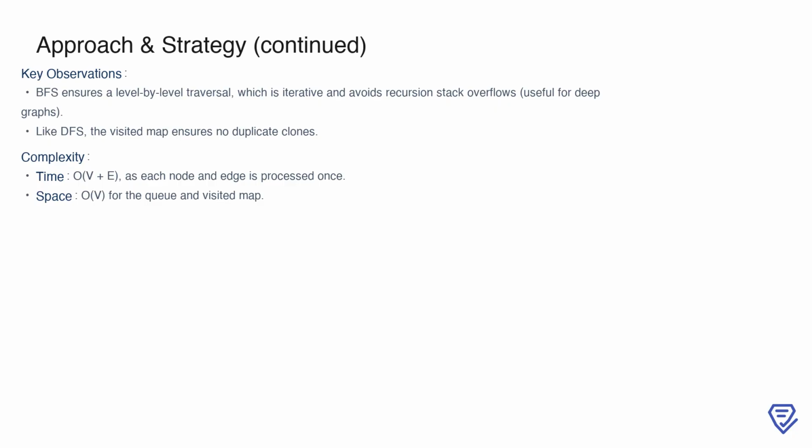One benefit of BFS is that it avoids recursion stack overflow, which can be an issue in deeply nested graphs. However, as with DFS, the visited map ensures that no node is cloned more than once, maintaining efficiency. The time complexity remains O(V + E), as each node and edge is processed exactly once. The space complexity is also O(V), attributed to the queue and visited map. Both DFS and BFS are viable strategies, but each has its advantages depending on the specific requirements of the problem.